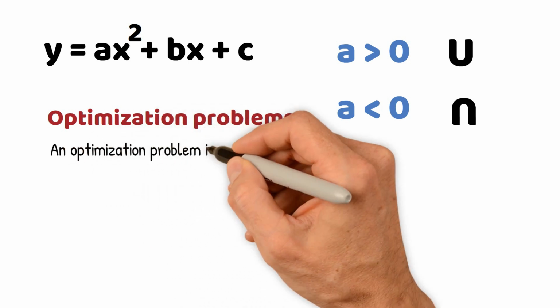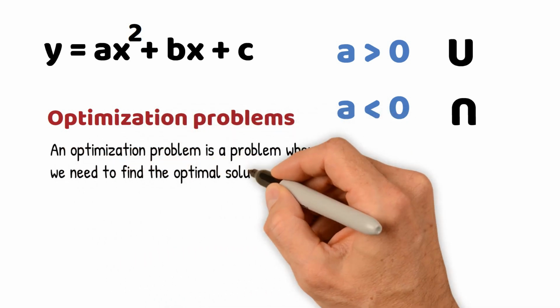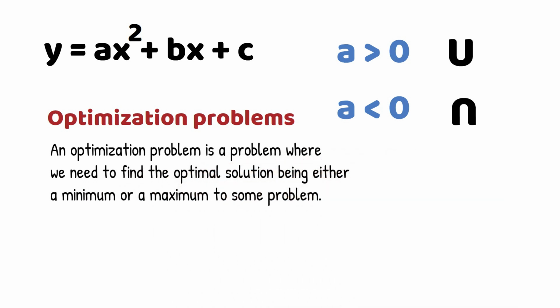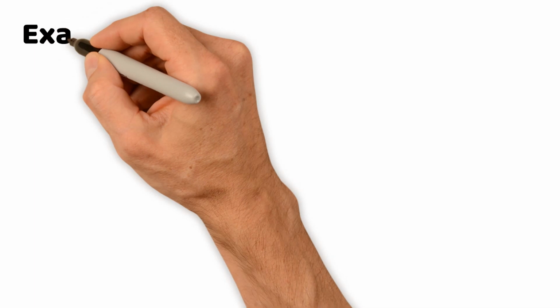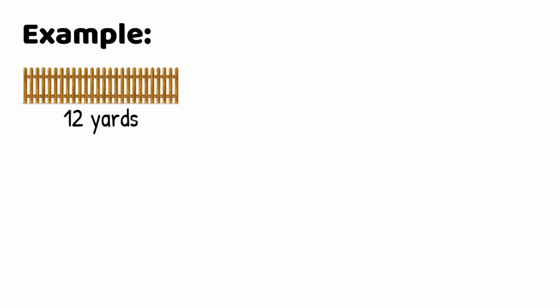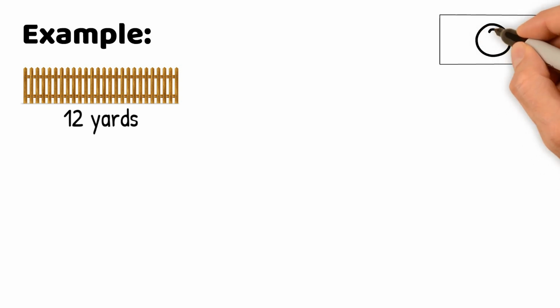An optimization problem is a problem where we need to find the optimal solution, being either a minimum or a maximum, to some problem. Here are a couple of examples. First example. An architect has 12 yards of fence. He wants to design a rectangular fence with the largest possible area. How should the fence be built?